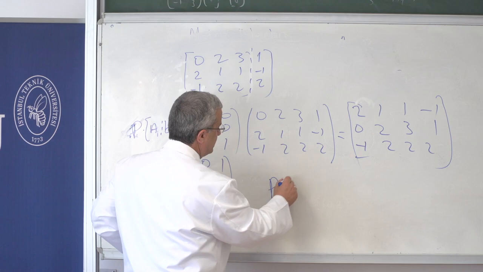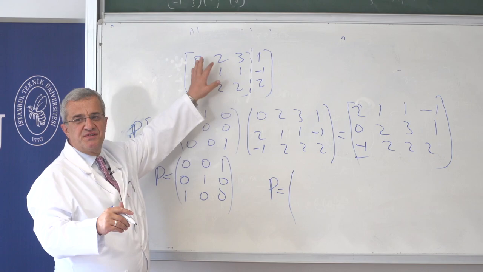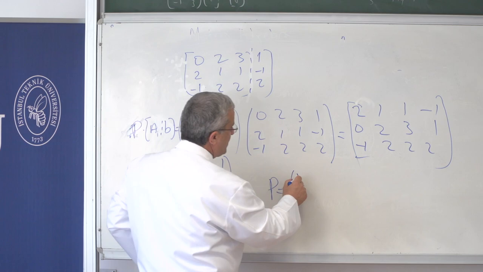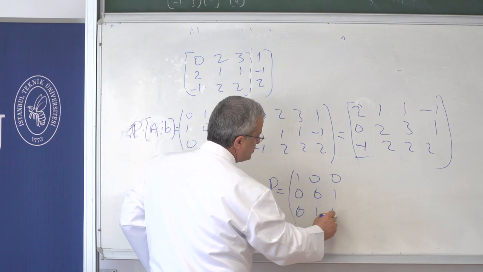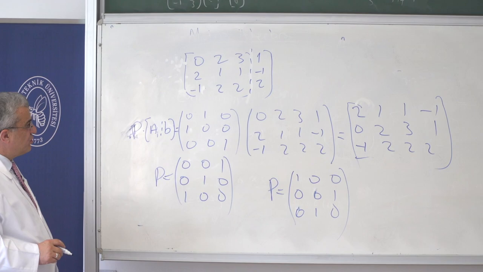So this, regardless of this zero, okay? And we are talking about how we exchange rows and zeros. So it's going to be 1, 0, 0, then 0, 1, 0, 0, 1. This is 1, 0, 1, 0. Okay. So these are called permutation matrices. Okay?